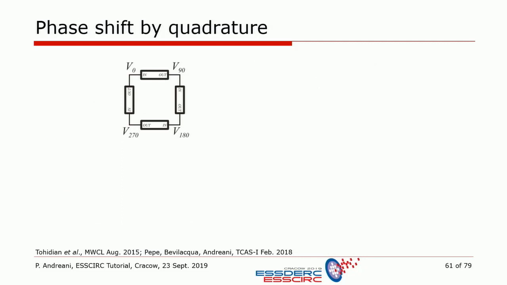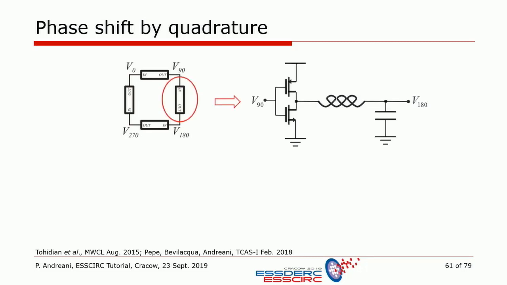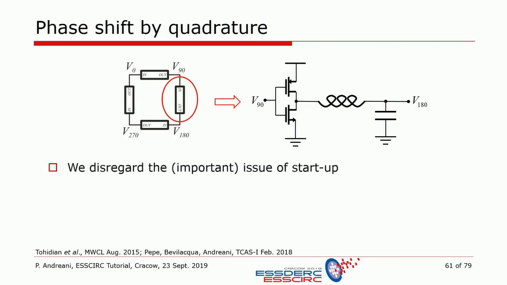The 90 degrees phase shift can be taken care of by just having a quadrature implementation, where each of the 4 legs is just an inverter driving a series LC tank. Okay. For the time being, we disregard the very important issue of startup, so that we don't have a latch up to digital values across the feedback. But if you're interested in this, you can look at these papers where this is described.